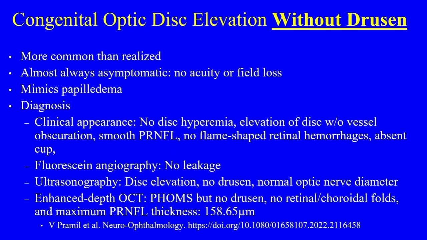Congenital optic disc elevation without drusen is much more common than most people know. It's virtually always asymptomatic with no acuity or field loss, but it does mimic papilledema. And you have to look for the various signs: lack of hyperemia of the disc, elevation of the disc, as I'll show you, without obscuration of the vessels as they cross the disc, no flame-shaped hemorrhages. You sometimes can have subretinal hemorrhages. Fluorescein, as I mentioned, shows no leakage. Ultrasonography shows no drusen. EDI OCT shows no drusen and no retinal-choroidal folds.